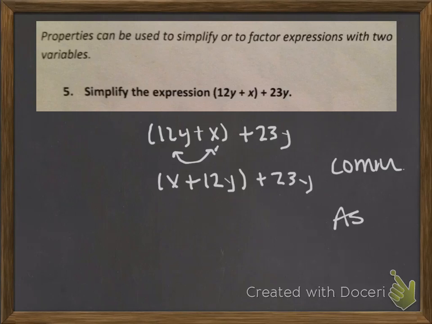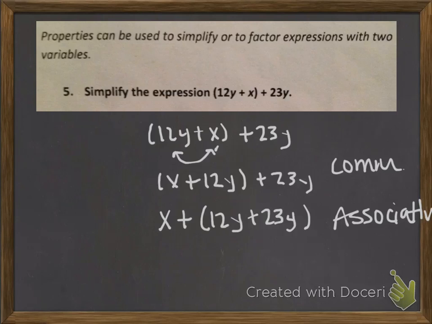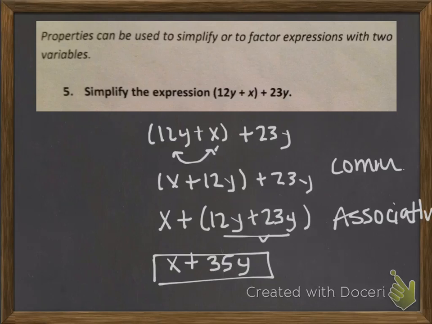Now according to the associative property, I get to change where my parentheses are. So I have x plus parentheses 12y plus 23y. So I group the like terms. Here I have x plus 23y plus 12y gives me 35y. So now I have x plus 35y, and I'm finished there because x is x and y is y. Those are not like terms. They're not the same variable. Therefore, I cannot combine them.